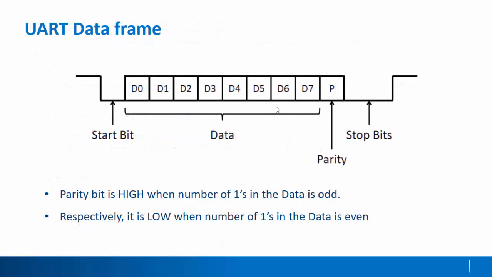The figure shows the data frame of UART. The first bit is a start bit followed by data bits. The parity bit is used for error checking. The parity bit is high when the number of ones in the data is odd and will be low when the number of ones in the data is even. The stop bits are transmitted at the end of the data frame, which implies the end of transmission.